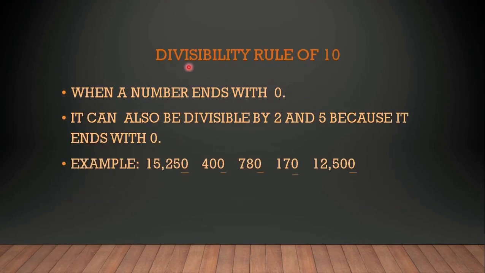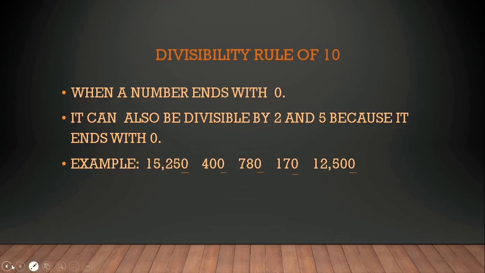Then, divisibility rule of 10. When a number ends with 0, it is divisible by 10. For example, 15,250 is divisible by 10 because it ends with 0. It can also be divisible by 2 and 5 because it ends with 0.